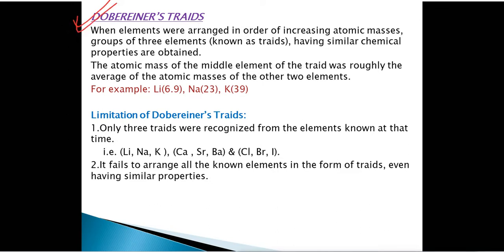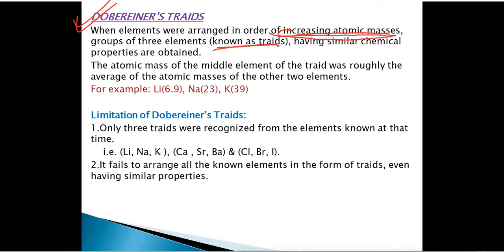This is very important: according to Dobereiner, the elements were arranged in order of increasing atomic masses, in groups of 3 elements known as triads. Triad means 3. So 3 elements having similar chemical properties were arranged according to their increasing atomic masses.